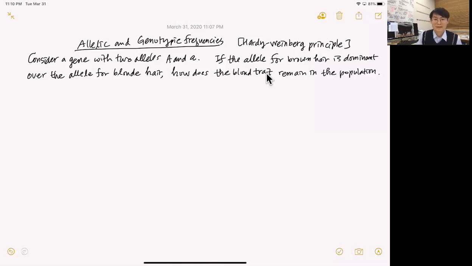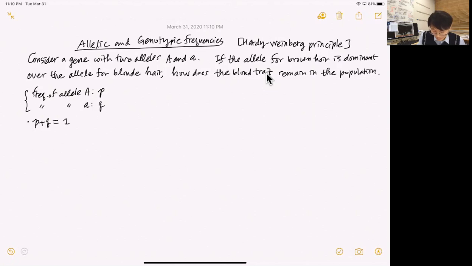So let's assume the frequency of allele large A in the population is P. And the frequency of the allele small a, which is blonde hair, is Q. Then, assuming there are only these two alleles in a population, P plus Q, because all alleles are large A and small a, is going to be 1.